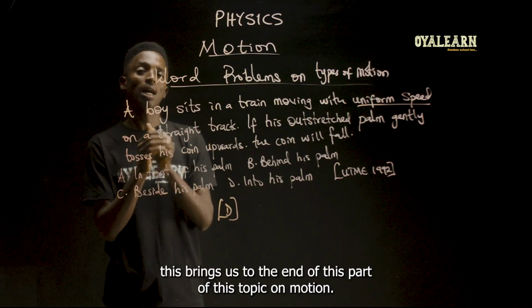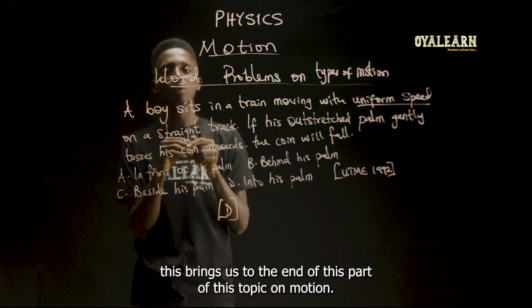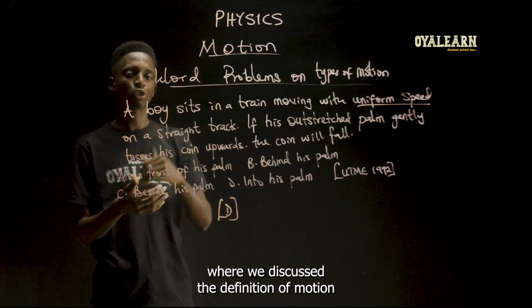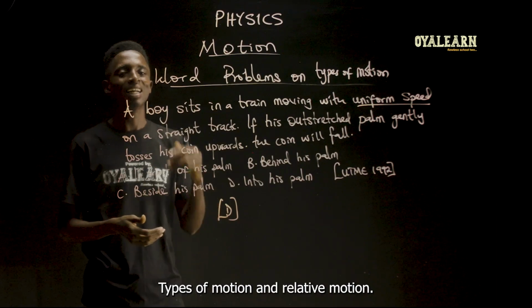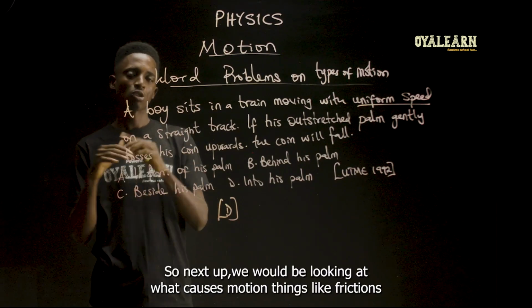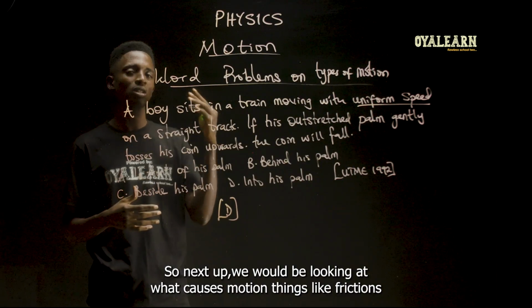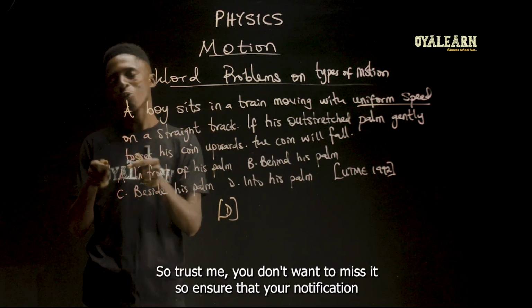This brings us to the end of this part of this topic on motion, where we discussed the definition of motion, types of motion, and relative motion. So next up, we'll be looking at what causes motion, things like frictions and the like. So trust me, you don't want to miss it.